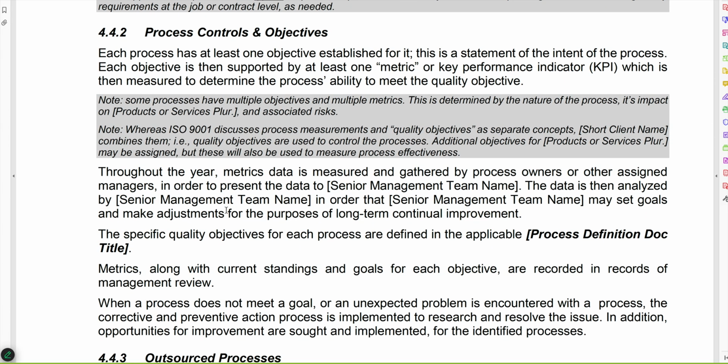Now, we continue with writing this section 4.4.2 related to the process control objectives by talking about the fact that throughout the year, the metrics or measurement data are measured and gathered by process owners or other assigned managers in order to present the data to the senior management or the upper management team. Then the data is analyzed by the team so that the team may set goals and make adjustments for the purposes of long-term continual improvement. So this is how we write this section in the quality manual. It means also that we need to have SOPs on measuring the performance of each performance indicator.